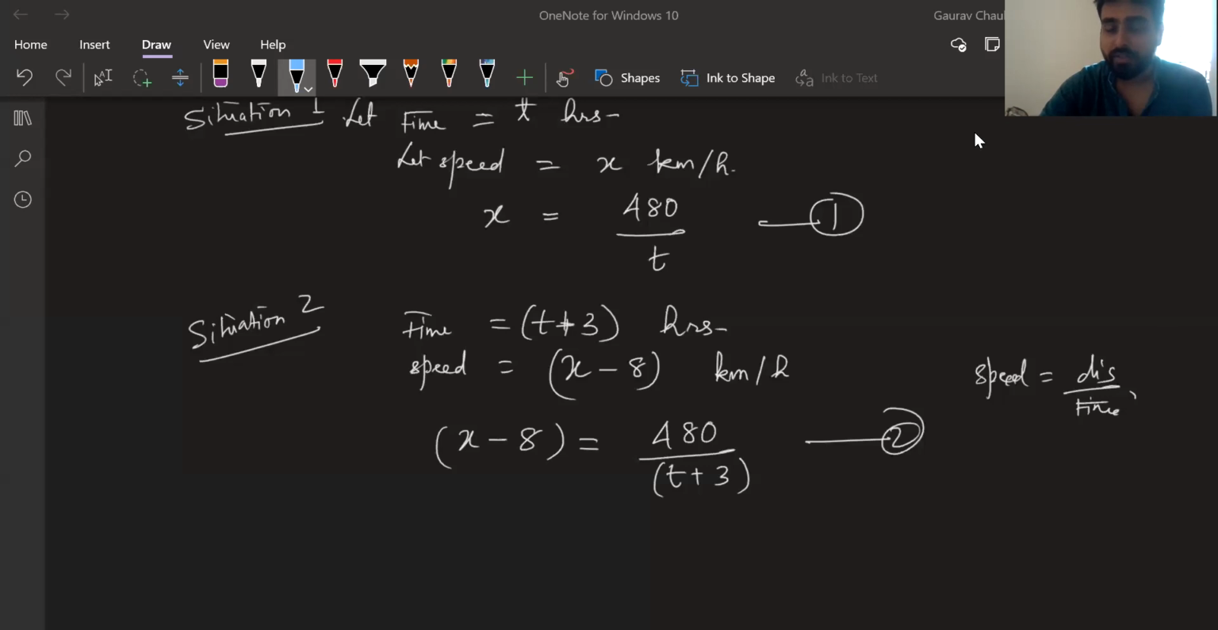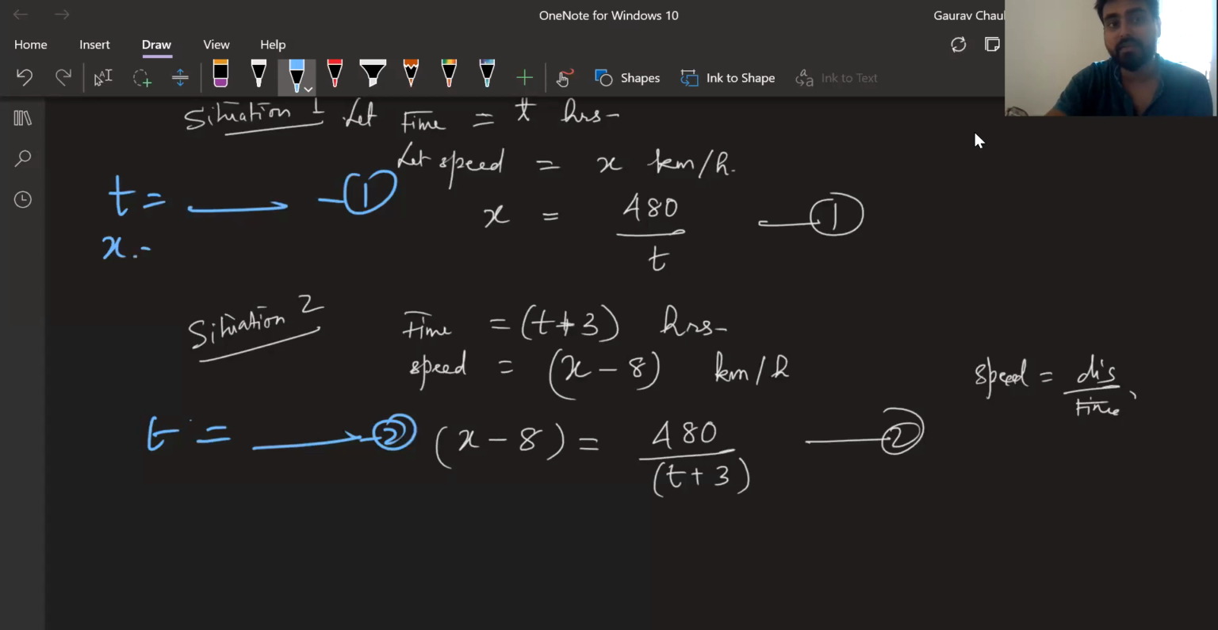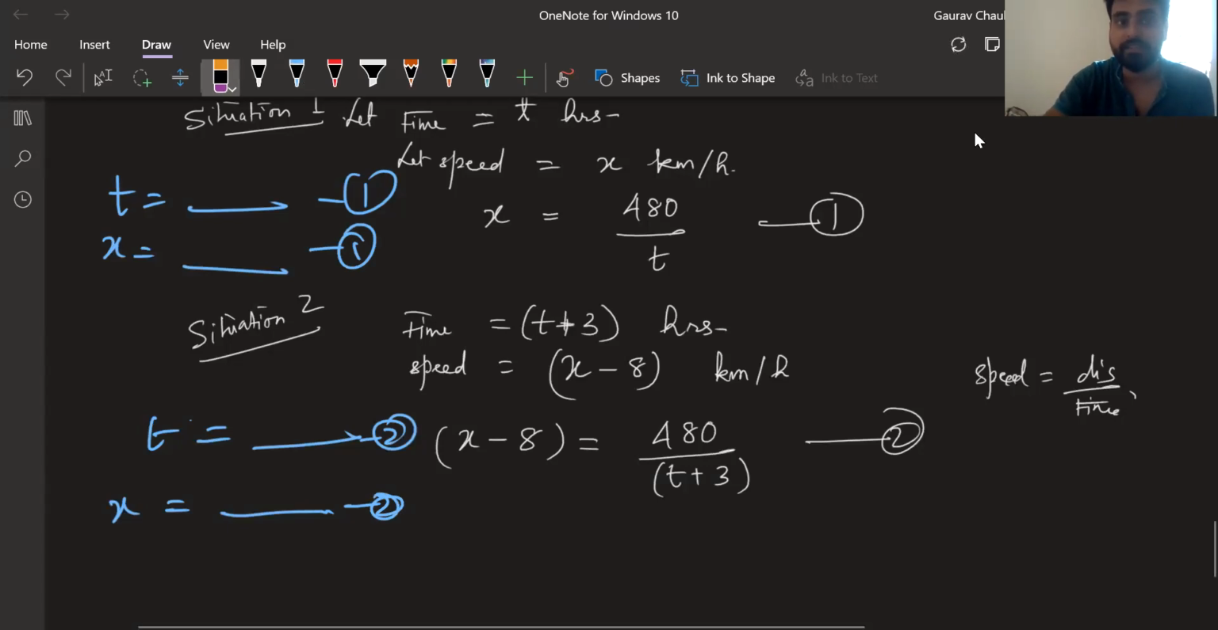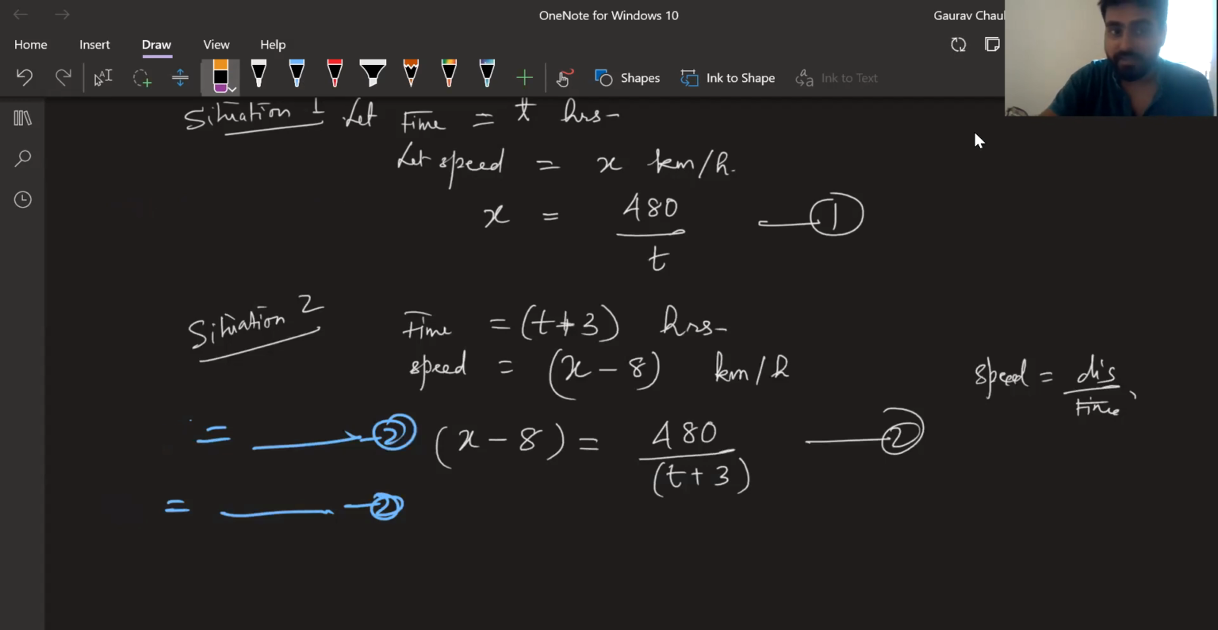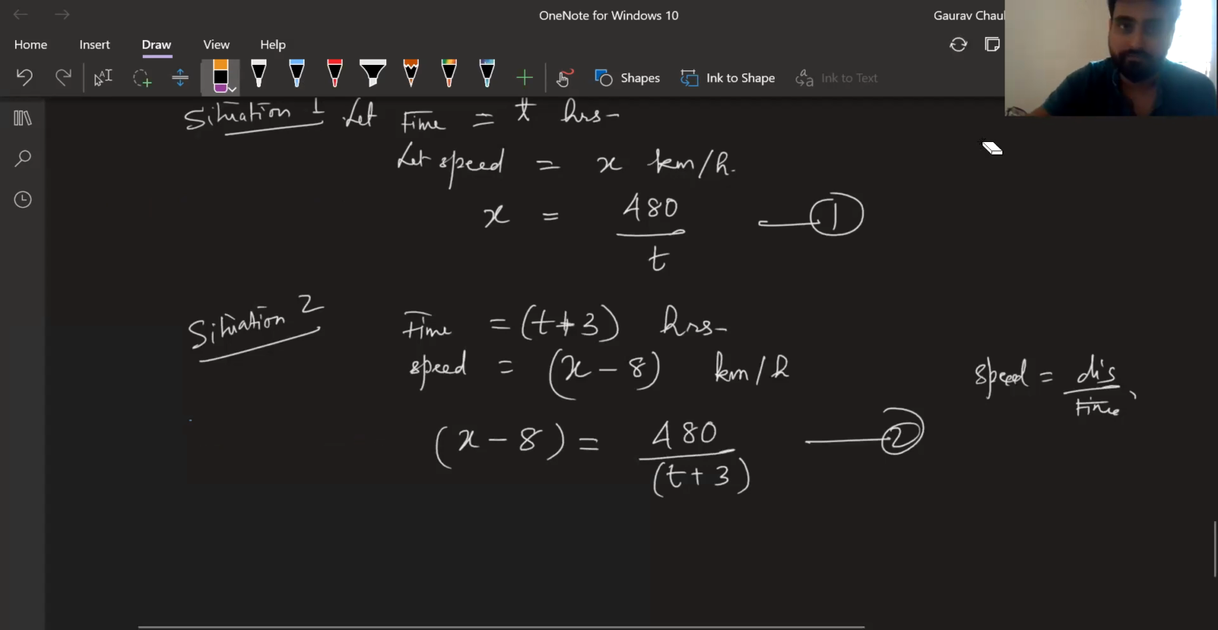What's going to happen now is I have to remove one variable, which means in both I should get something like t equal to something and t equal to something, and then I can equate the first equation and second equation. Or I should get x equal to something and x equal to something, and equate them. Then the x variable or the t variable will go. That's my goal: to make one single equation in a single variable.